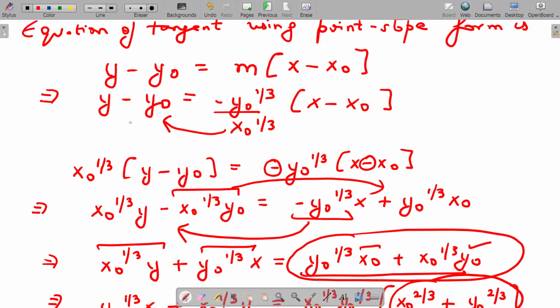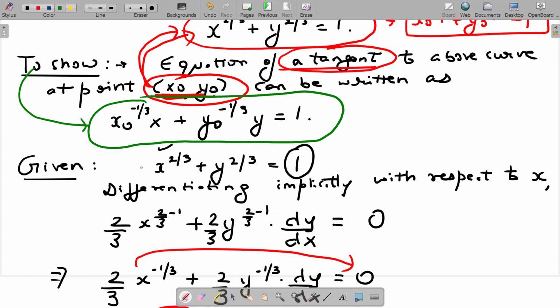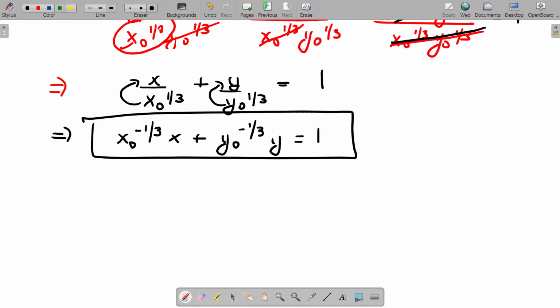See, if I scroll up, what do I have to show? I had to show that x0 to the negative 1/3 times x plus y0 to the negative 1/3 times y should be equal to 1. I need to show that this is the equation of a tangent. I have shown that. This is the required equation of the tangent.